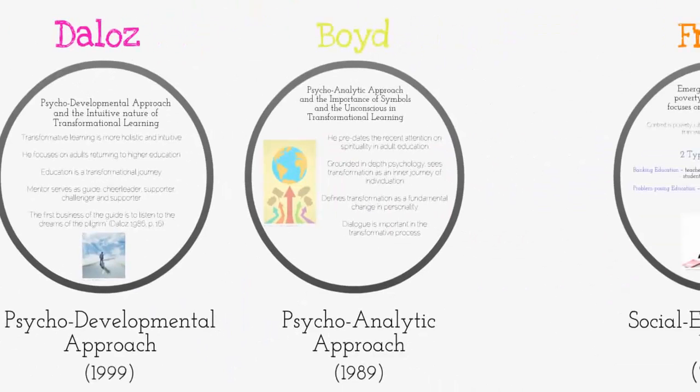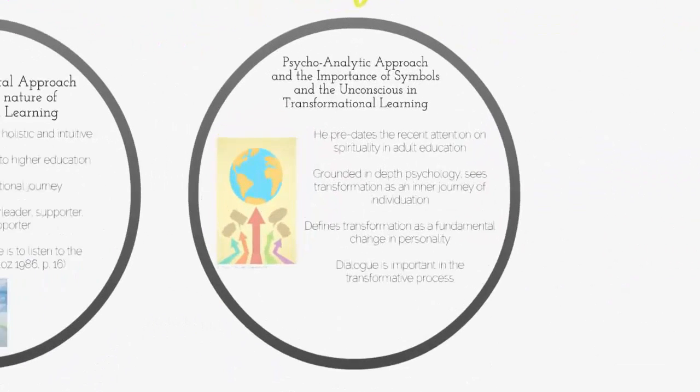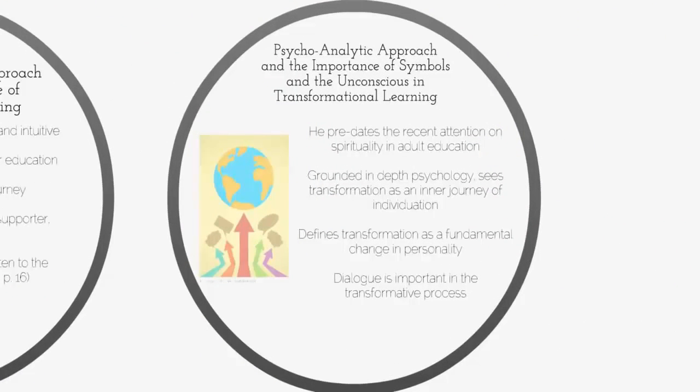Boyd also used a psychodevelopmental approach and predates the attention on spirituality and adult education that we see today. This approach is grounded in depth psychology, and it sees a really deep inner journey of individuation, and that's what transformation is about, going very deeply individually. It also defines transformation as a fundamental change in personality.